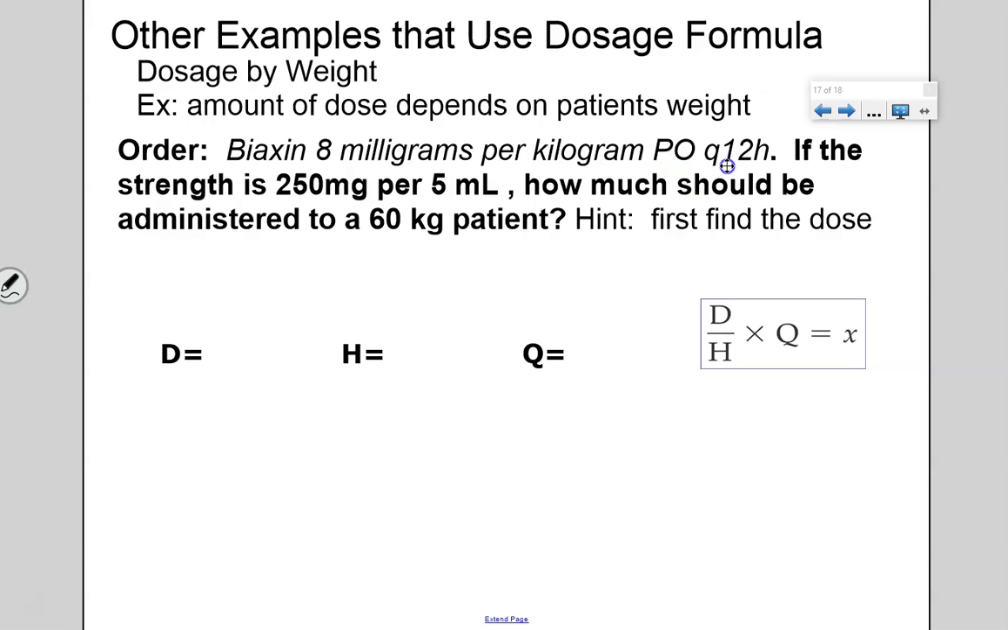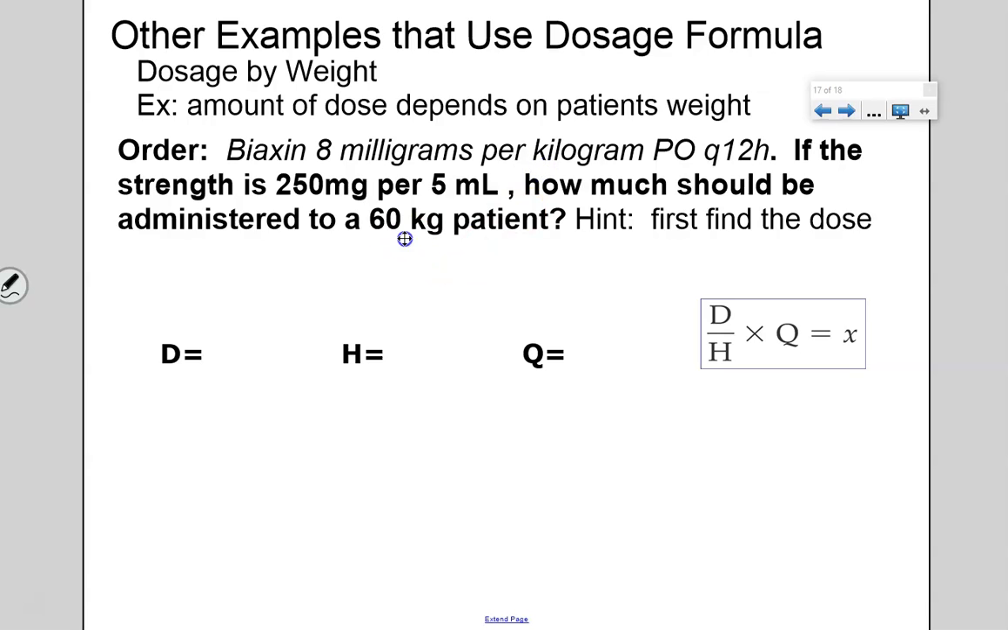Now, just to remind you some of your medical terms, PO means by mouth, and q12h means every 12 hours. So this patient is given the medication every 12 hours. So our hint is the first thing we need to do is find actually how much medication this patient is supposed to take. This 8 does not mean they take 8 milligrams. They take 8 milligrams per their weight.